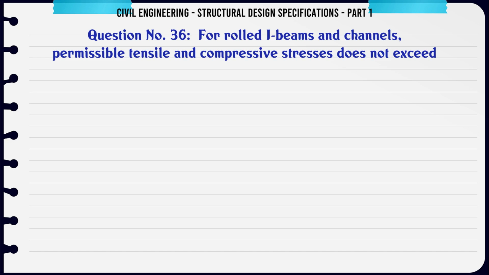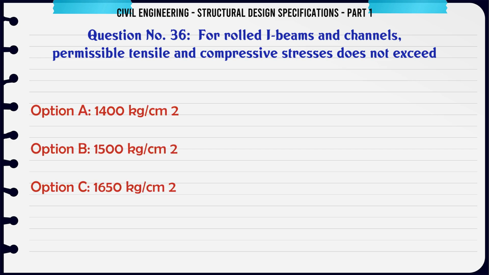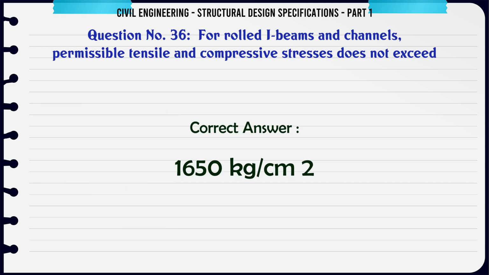For rolled I-beams and channels, permissible tensile and compressive stresses do not exceed A. 1400 kg per cm², B. 1500 kg per cm², C. 1650 kg per cm², D. 1800 kg per cm². The correct answer is 1650 kg per cm².